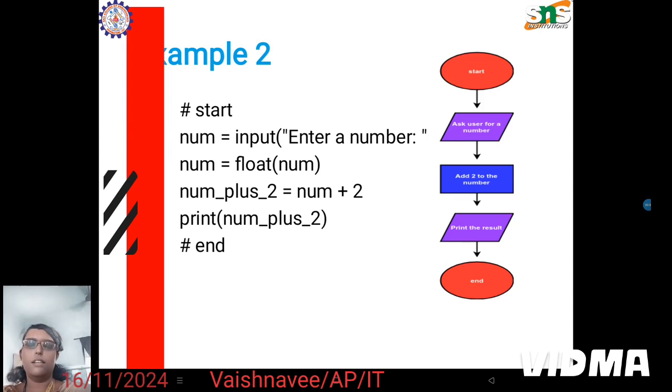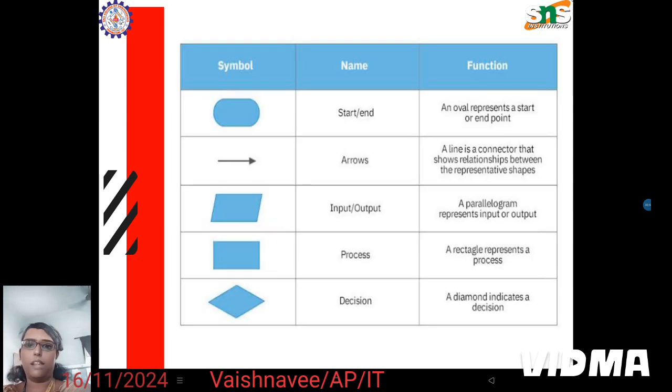This example includes, I think, three of the symbols. Here we are going to enter a number, get the number, add to it, and then display the result. So start, then in the input we ask for a number. Once the number is obtained, we add 2 to the number and print the result. The arrow is the flow direction symbol, showing how the execution is flowing.